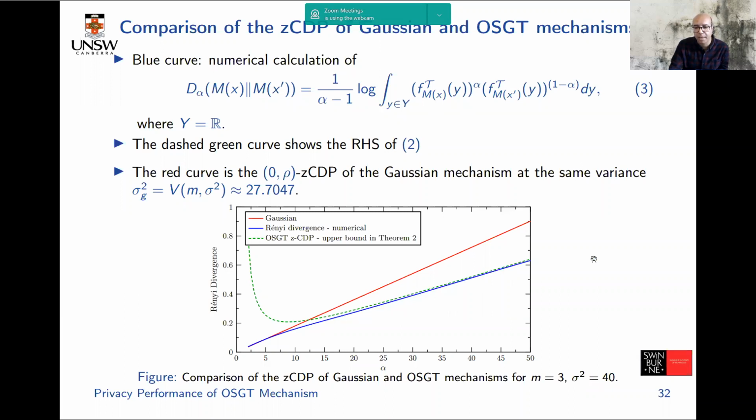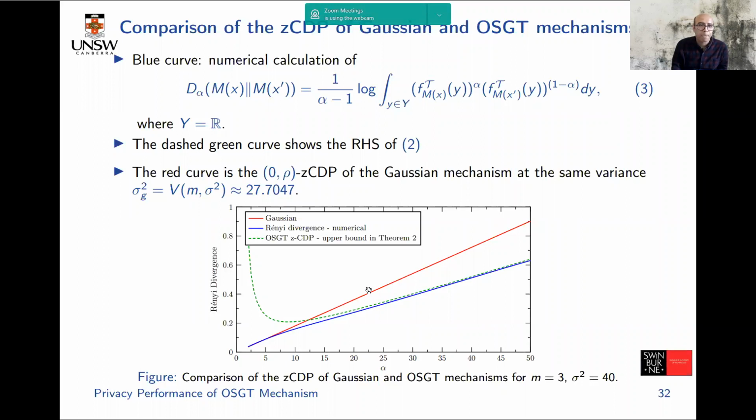And as you see here, it shows that OSGT in zCDP also performs better than the Gaussian distribution. But for smaller values of alpha, we get this shape of the green dashed line, which shows the artifact of the proof technique that we used for finding the upper bounds.